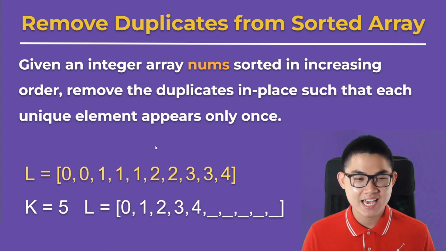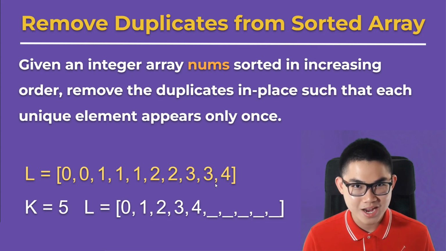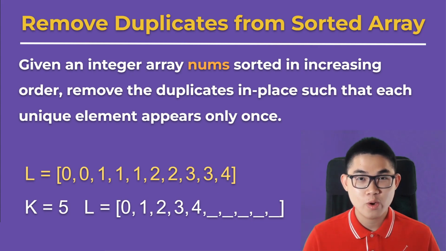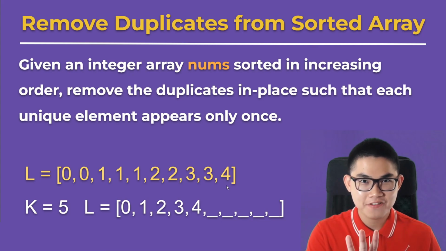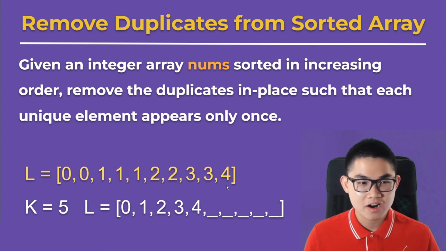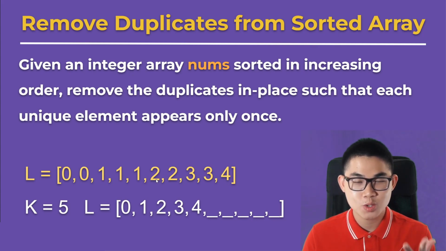So for example, let's say you're given this list as the input, and as you can see, the list is 0, 0, 1, 1, 1, 2, 2, 3, 3, 4. So it's already sorted from least to greatest for us. Our function will return the number 5. Well, k is the number of unique elements. And as you can see in this list, there are 5 unique elements, and they are 0, 1, 2, 3, and 4.